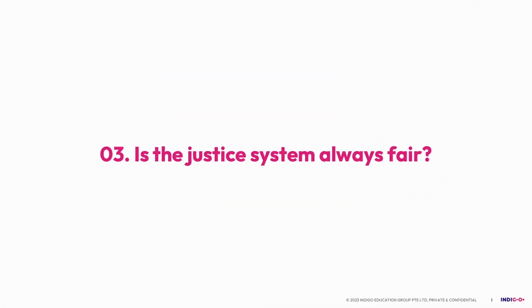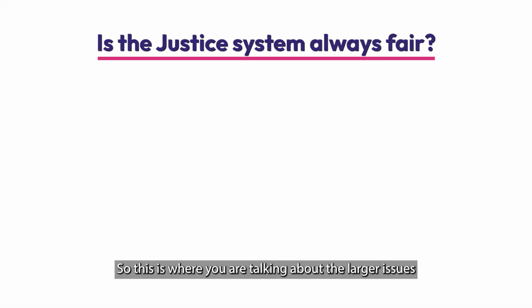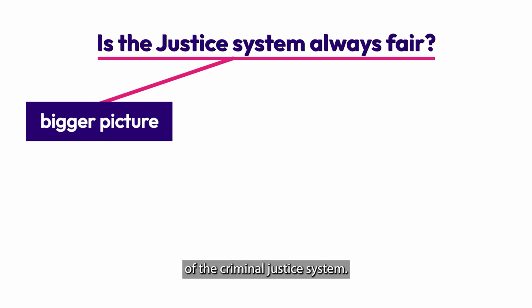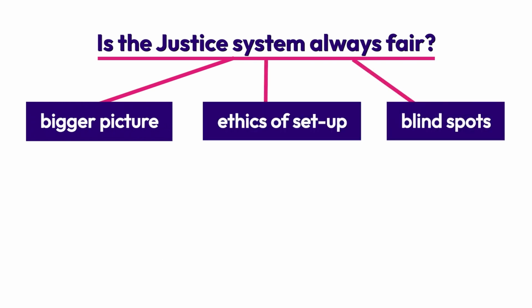Okay? All right, now the next question you want to ask yourself is also this idea of, is the justice system always a fair justice system? Does it unfairly penalize some? Does it allow others to get away with certain kinds of crime? So this is where you're talking about the larger issues behind the justice system. We're not talking about the effectiveness of the criminal justice system. We are talking a little bit about the ethics of how the criminal justice system is set up. We are talking about the blind spots in the criminal justice system.